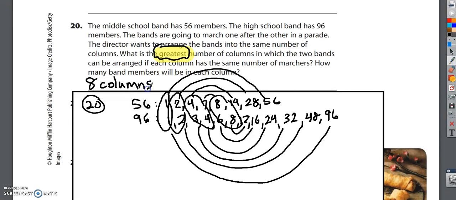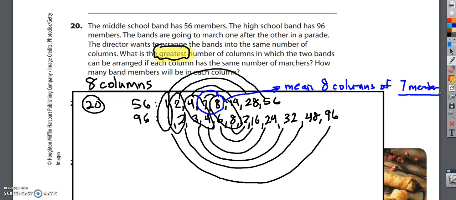Now the second question is just a little bit tricky. The second question says, how many band members will be in each column? So I'm going to tell you how I can understand this. I'm going to change color here and draw your attention to what I did earlier in my rainbow method. This right here means something. It's important to know what that means. That means 8 columns of 7 members. So if you had 56 band members, they do, by the way, you could take those 56 kids and divide them into 8 columns, and in each column would be 7 members, 7 kids.